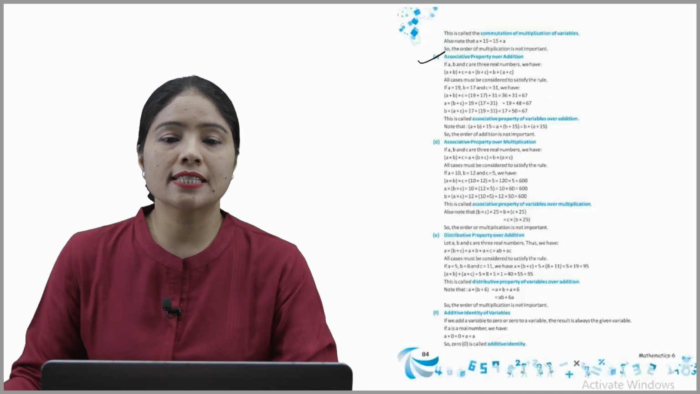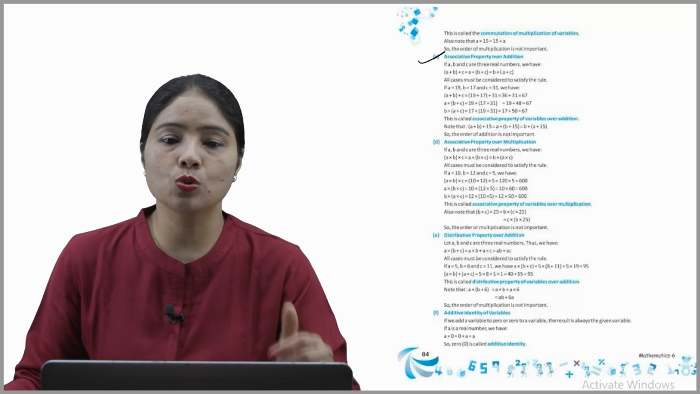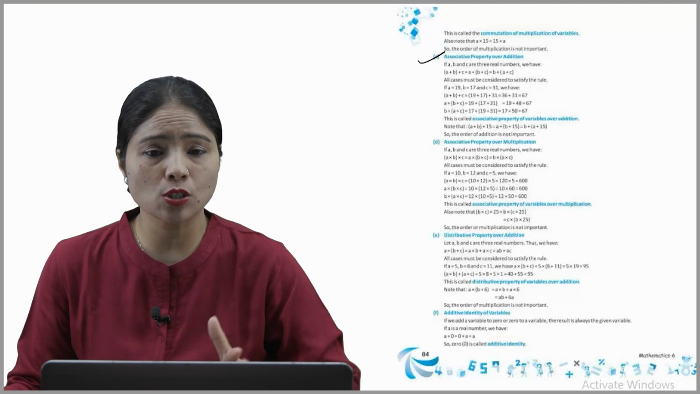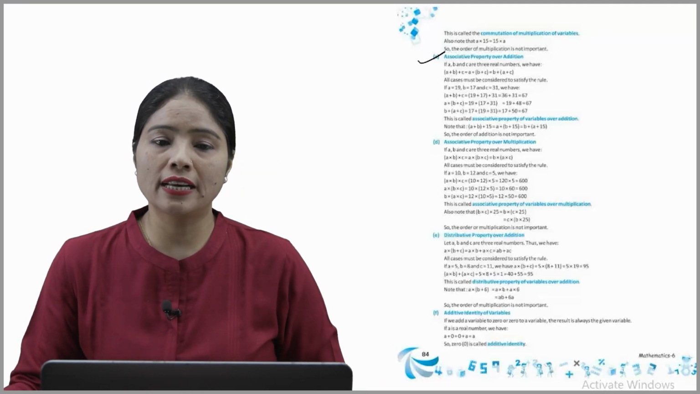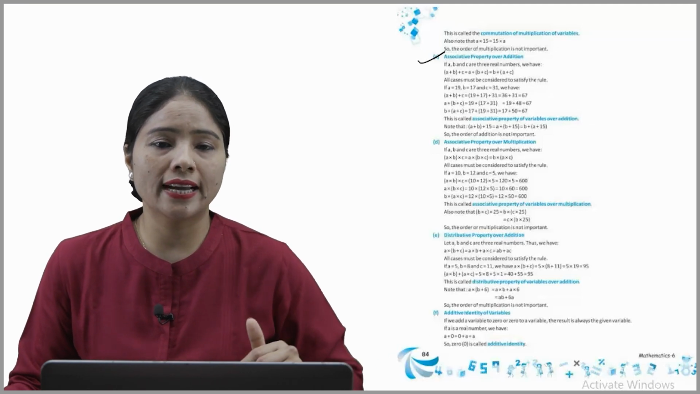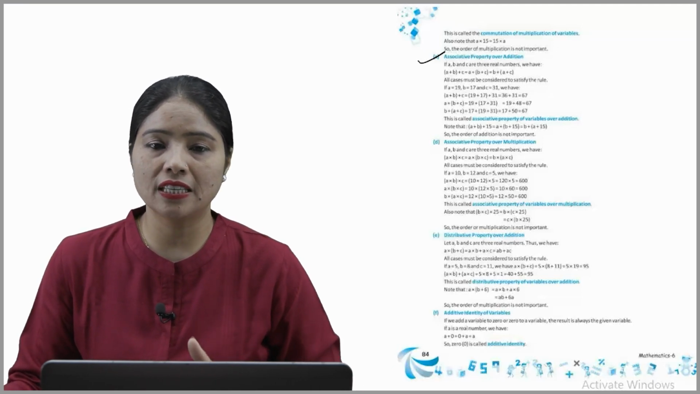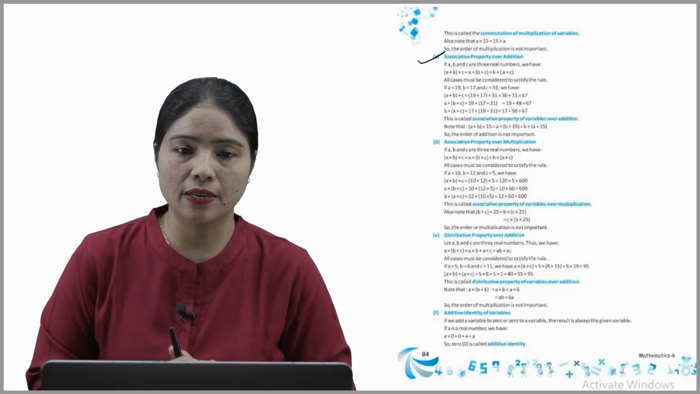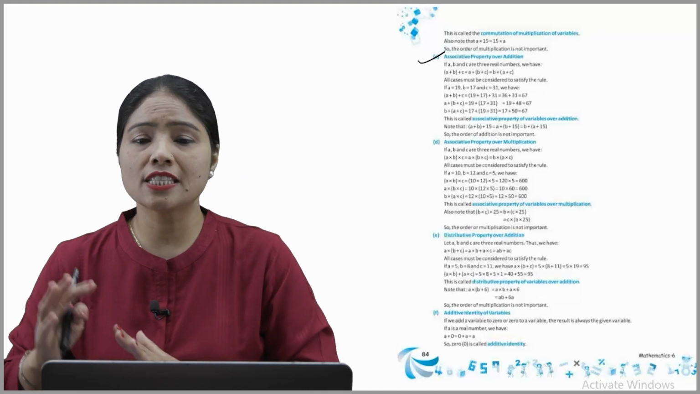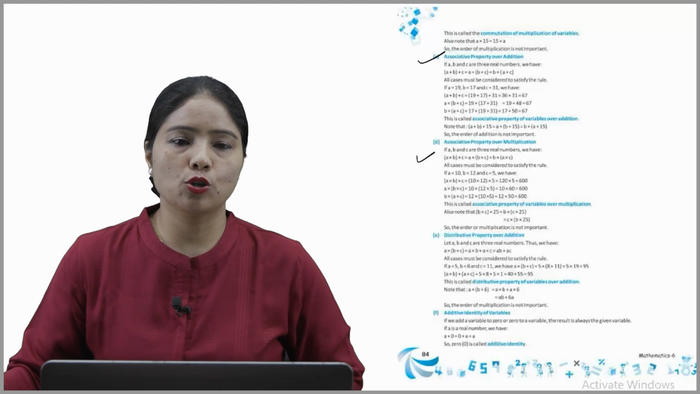So 17 plus 50 is equal to 67. So this is called the associative property of variables over addition. Note that (a plus b) plus 15 is equal to a plus (b plus 15) is equal to b plus a plus 15. So the order of addition is not important. Now see the D part also.